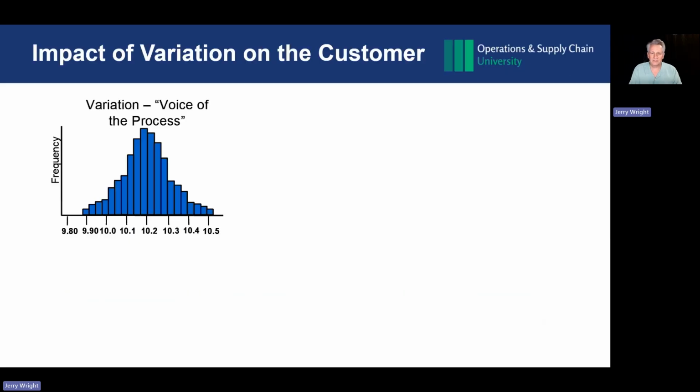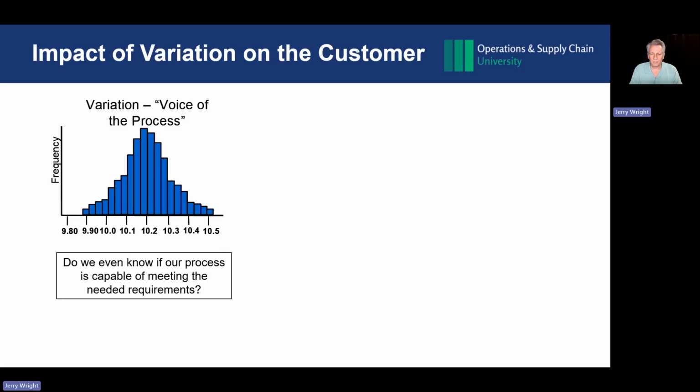So the impact of variation on the customer, a lot of times we don't think about this. So how is our process going? Let's say that we're acquiring something and it needs to have a resistance of 10 ohms as an example. So we can see these measurements here. We've got some that are at 9.9 ohms, some that are 10.5 ohms. We've got a fair amount of variation.